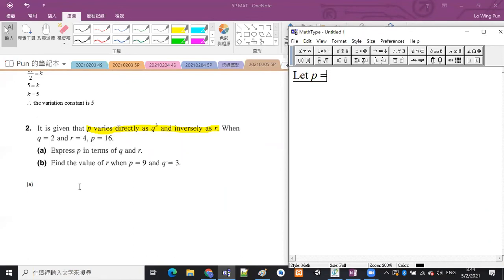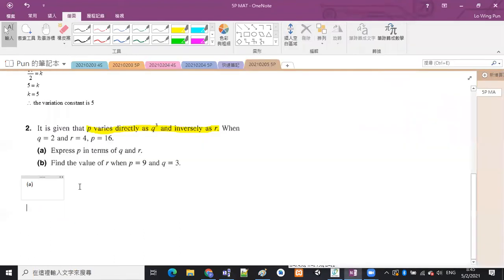Let P be the subject. P equals. Because this time we have inverse variation. So we need to have a fraction. Okay, and then we have the k on the top. It's always on the top. And P varies directly as Q cubed. So the Q cubed should be written on the top. Okay, and then inversely as R. So the R is written on the bottom. And where k is not equal to 0. Okay, so this is the first line.